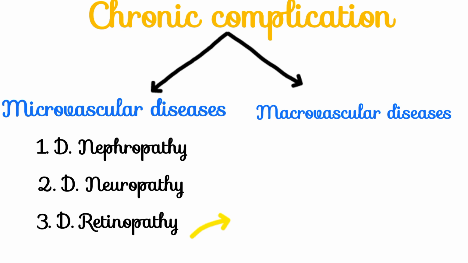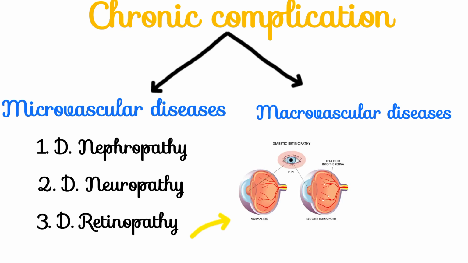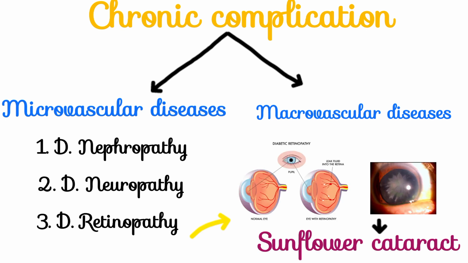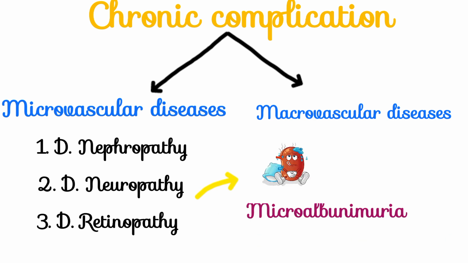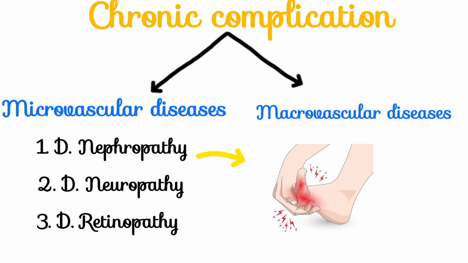In diabetic retinopathy, the patient may come to the hospital with sunflower cataract or sudden blindness. In diabetic nephropathy, the patient may have microalbuminuria. The gold standard test for screening diabetic nephropathy is 24-hour urine albumin monitoring. In diabetic neuropathy, the patient may experience tingling or numbness in the hands or feet, and can't perceive pain because of impaired nerve transmission.